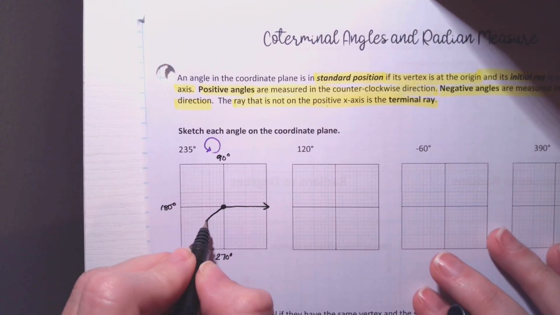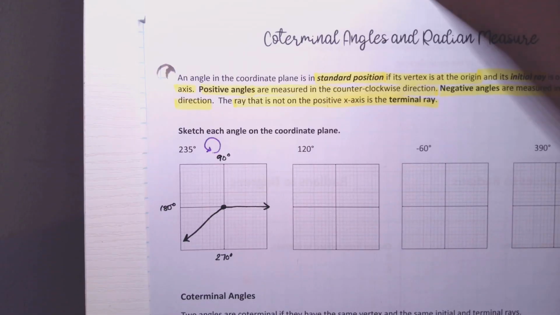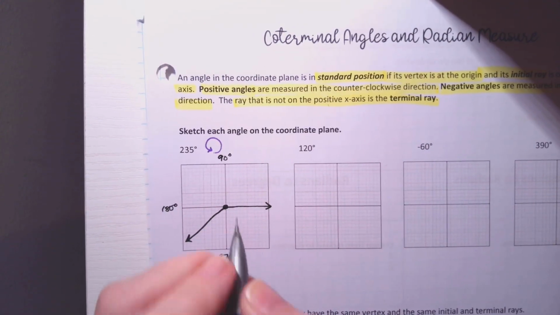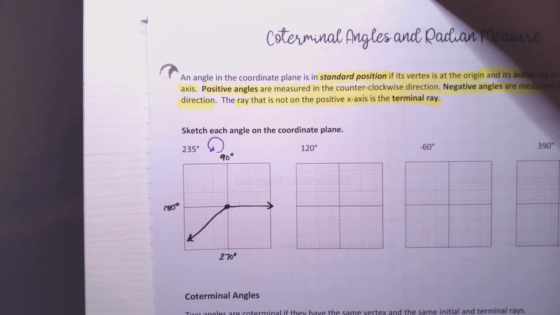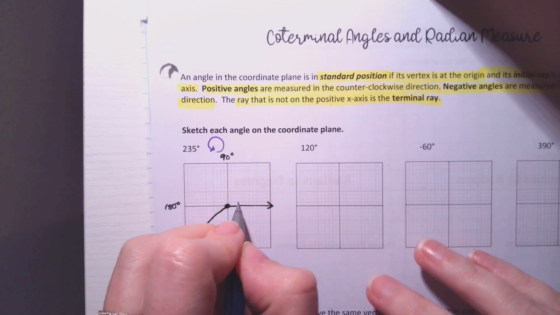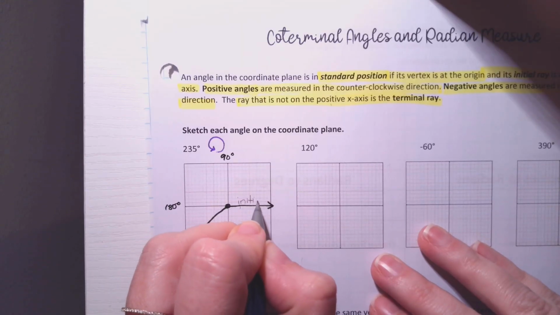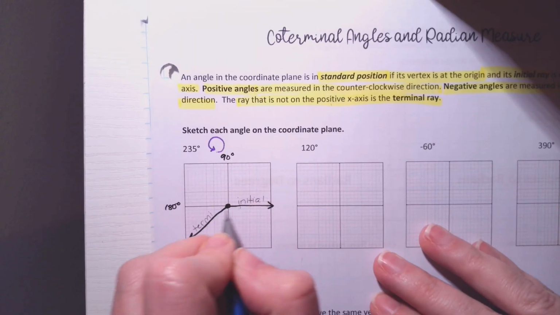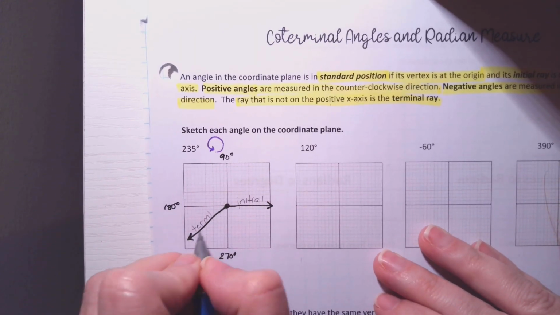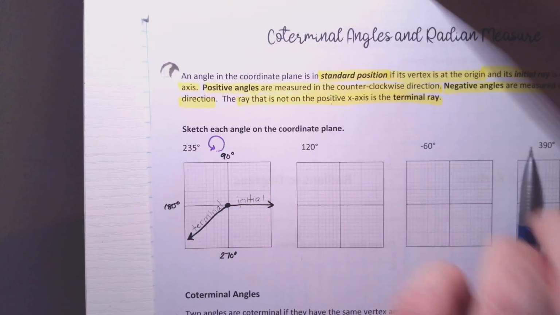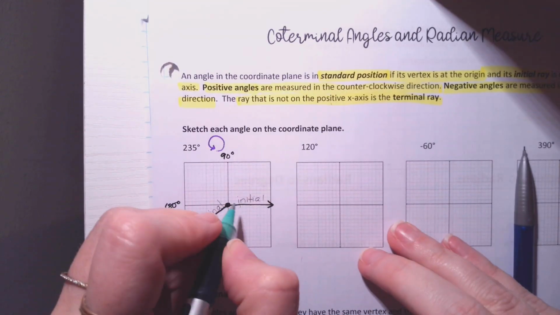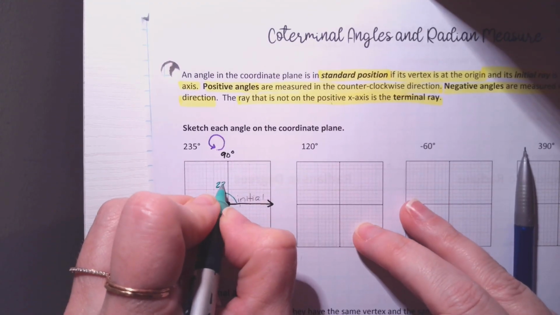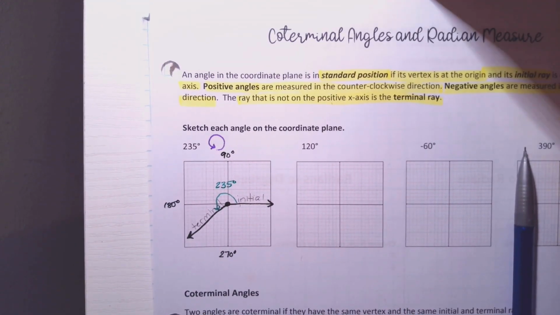So this part of the angle is what's called the terminal ray. So again, we have initial ray, which is on the positive x-axis. And then you have the terminal ray that shows the actual angle measure. Okay, so that angle, I usually mark it off starting at the initial ray and curving it around to the terminal ray, just to say that's 235 degrees.